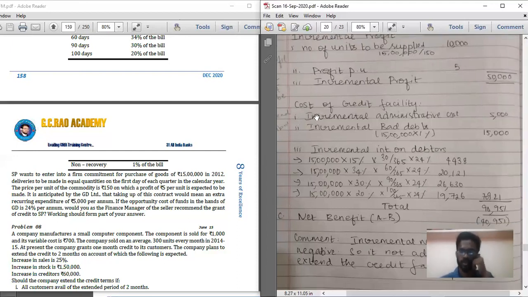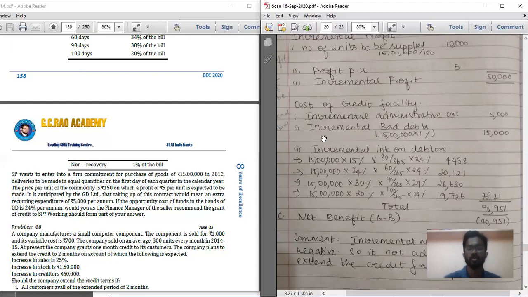Leave one line gap, capital B, cost of credit facility. What are the different costs which are incurred for accepting this credit period? Small Roman number 1, incremental administrative cost. In the question itself, they have mentioned an incremental recurring expenditure of 5,000 per annum. So, incremental administrative cost, outer amount column record 5,000.